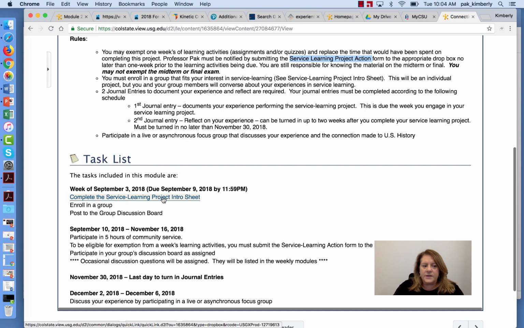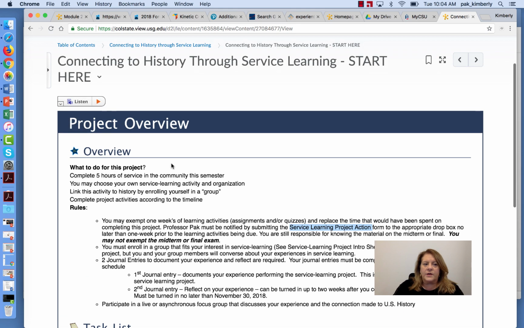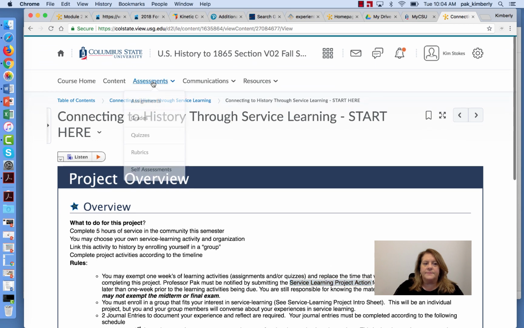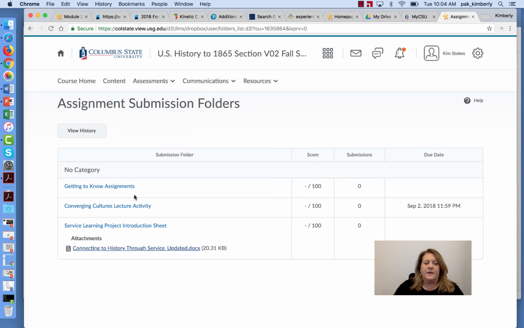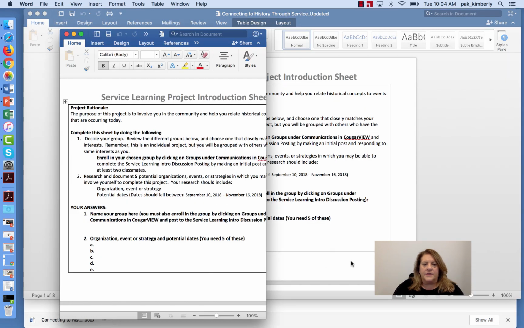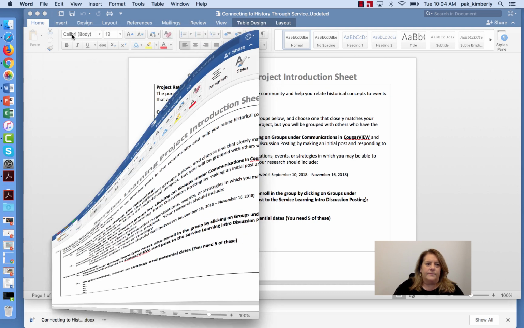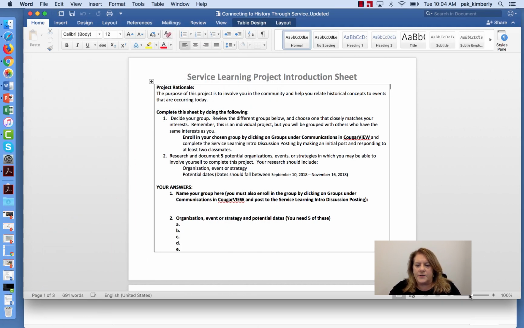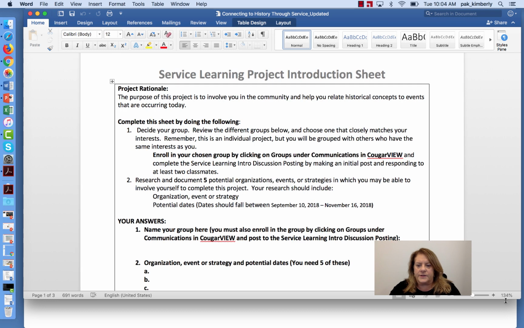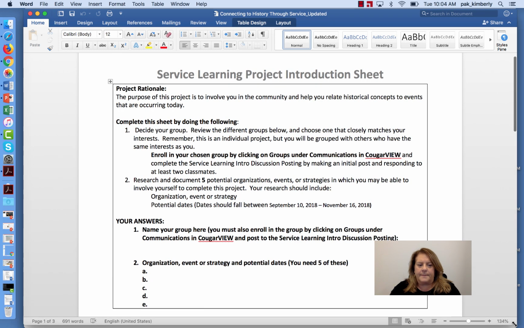Now there's two ways you can get to it. You can click on this link right here that I have, or you can come up here to Assessments, click on Assignments, and you can see here the drop box. And you can click on this sheet and download it. Now this sheet right here, this is the project learning. This is one of the first things you'll need to turn in for this Sunday. Service Learning Project Introduction Sheet.